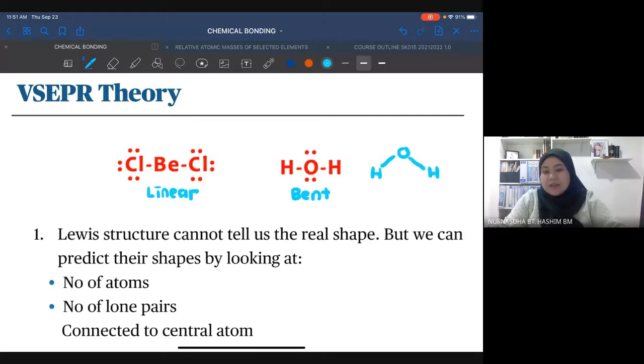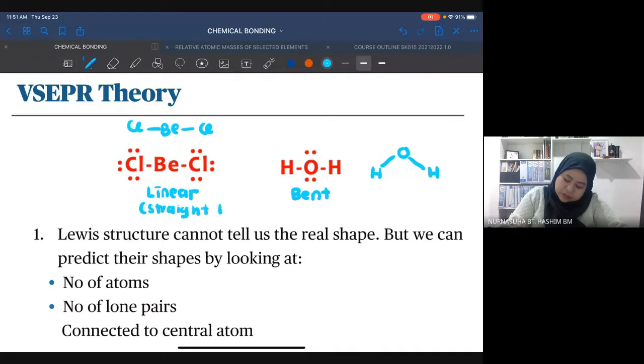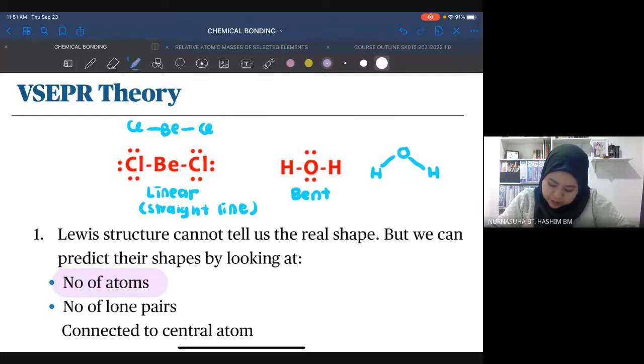Actually this is the shape for water, and beryllium chloride is linear, a straight line. So what I'm trying to tell you is that from the Lewis structures they look the same, but actually their shapes are not the same. So we will predict the shape by using the number of atoms and lone pairs.